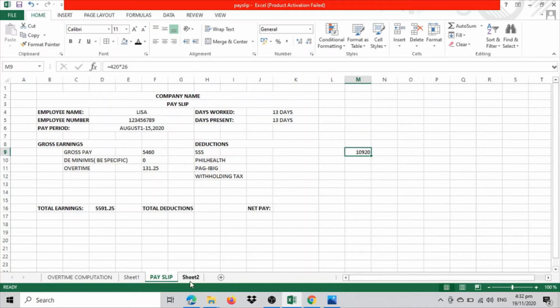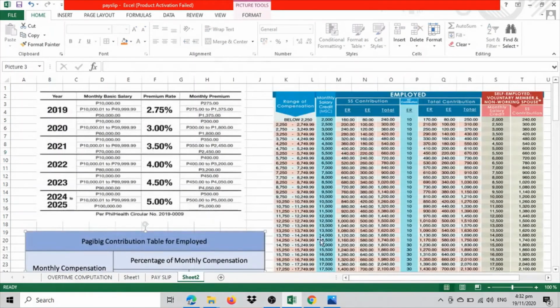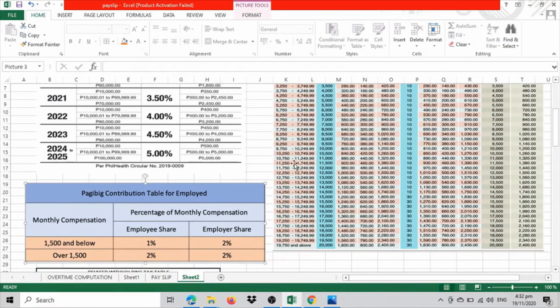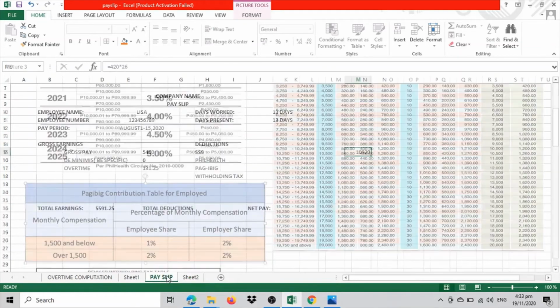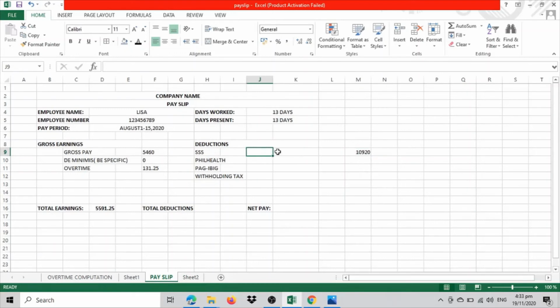So let us look for the contribution table. So we have 10,920. It will fall under this bracket. Okay? So we will deduct 440 pesos every month. So again, let's put here 440 pesos equals 440 divided by 2 to lessen the burden. She will pay 220 for SSS.